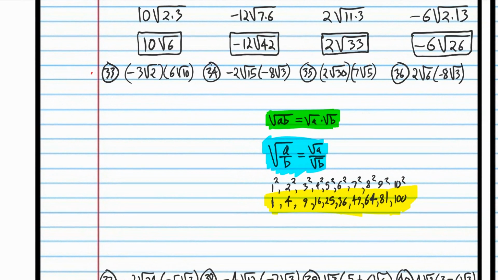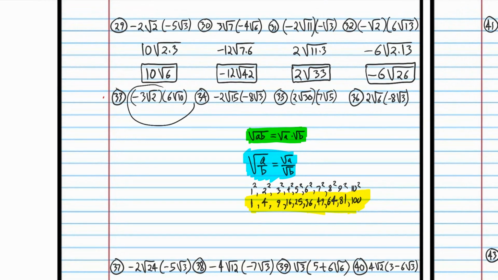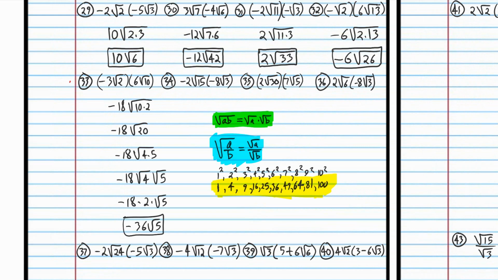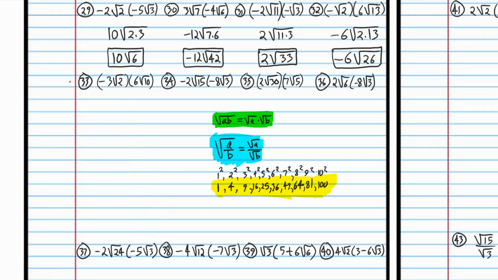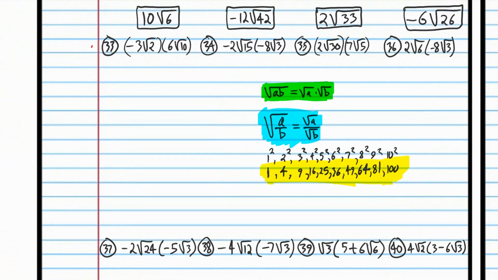All right, so let's do number 33, take it step by step. The difference with this problem is that when we multiply those roots together, we're going to get a number that has a perfect square as a factor. So we're just going to have to do more steps on this one. But it's the same procedure.